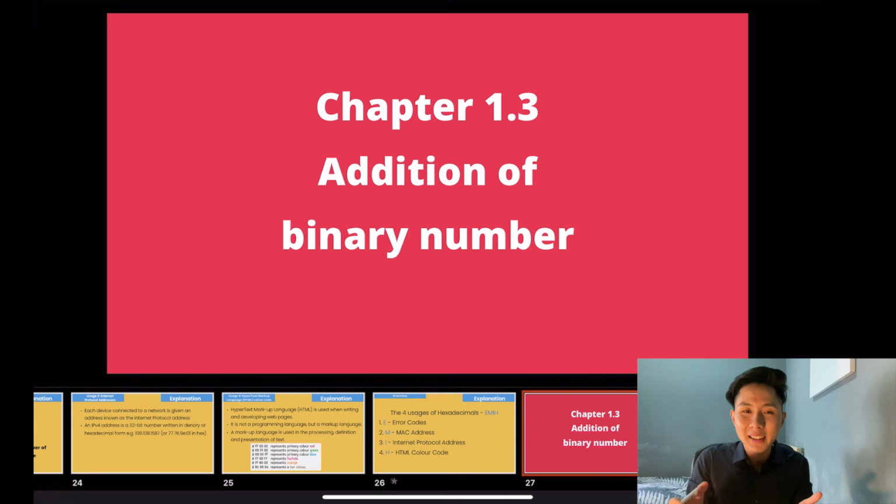All right, having talked about the hexadecimal system, let's move on to the addition of binary values. How does a computer carry out addition? For instance, in our calculator apps, how do they multiply values and add values? So this is what we're going to look into in the next 2 segments.